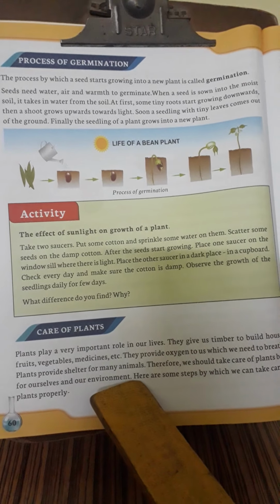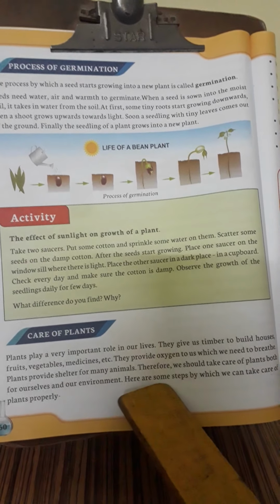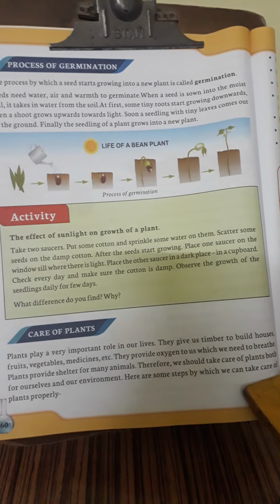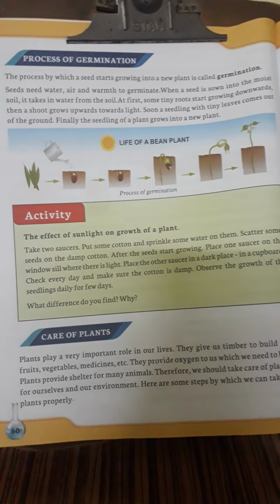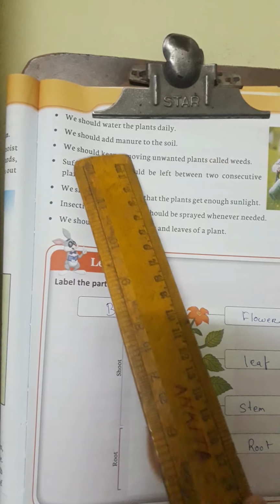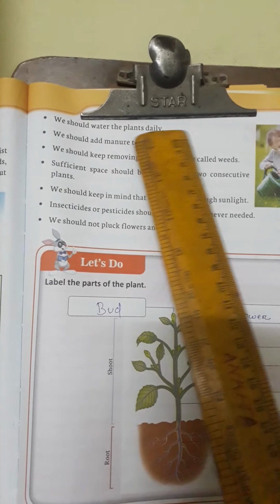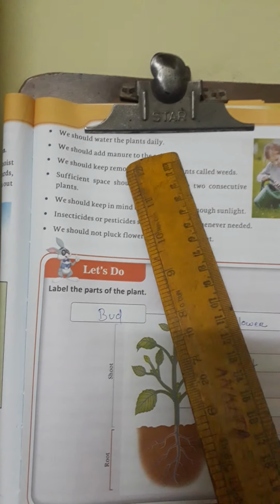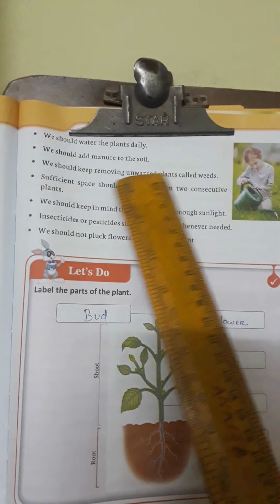We get plenty of oxygen which we require. Here are some steps by which we can take care of plants properly. Let us see the steps. So let us see the points. We should water the plants daily. It is very true. We should give water to the plants daily.